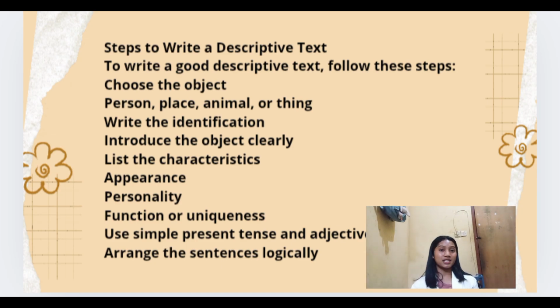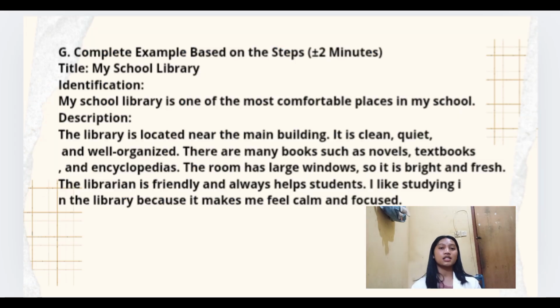And next, let's complete an example based on the steps. The title is My School Library. Identification: my school library is one of the most comfortable places in my school. The description: the library is located near the main building. It is clean, quiet, and well organized. There are many books such as novels, textbooks, and encyclopedias.